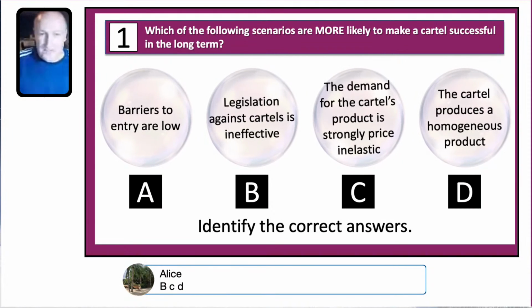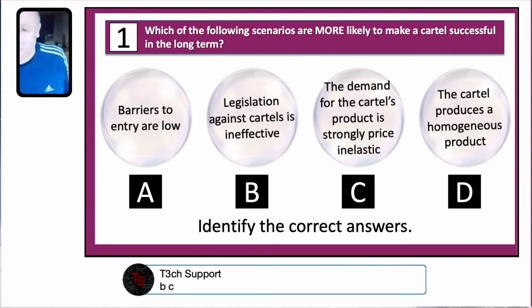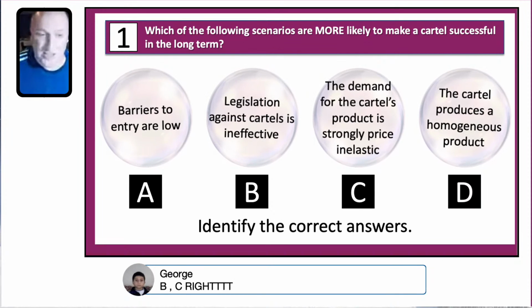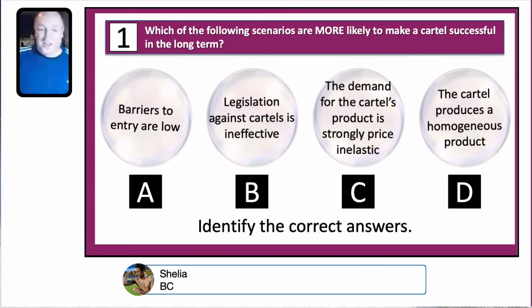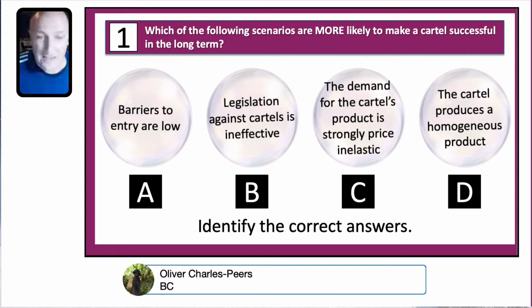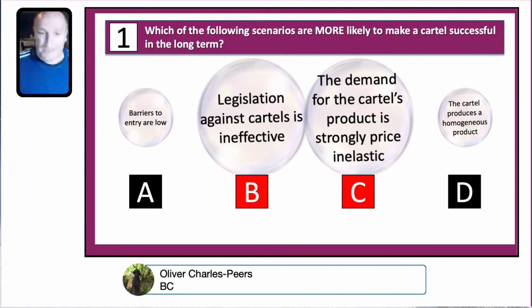What do we think on this one? Fergus thinks C and D. Alice thinks B, C, D. Let's see if a few answers come through. Then we'll talk through our suggested answers. Tech support. George, B, C are right. Let's check. Here's the answer coming through. And indeed, the answer is B and C.